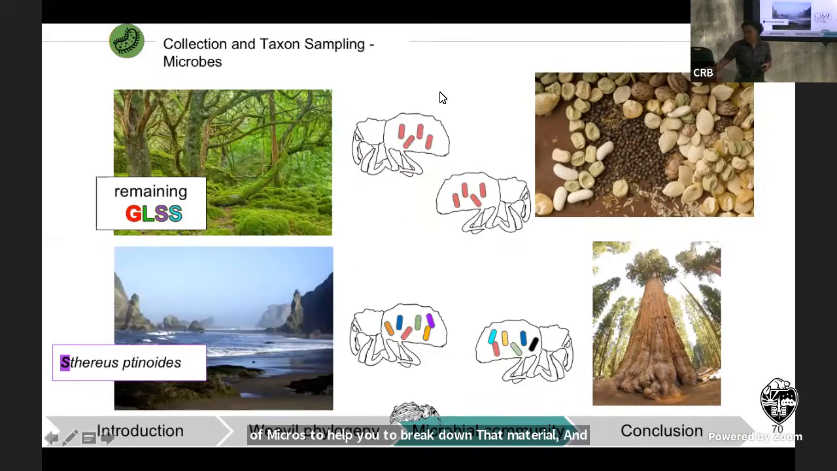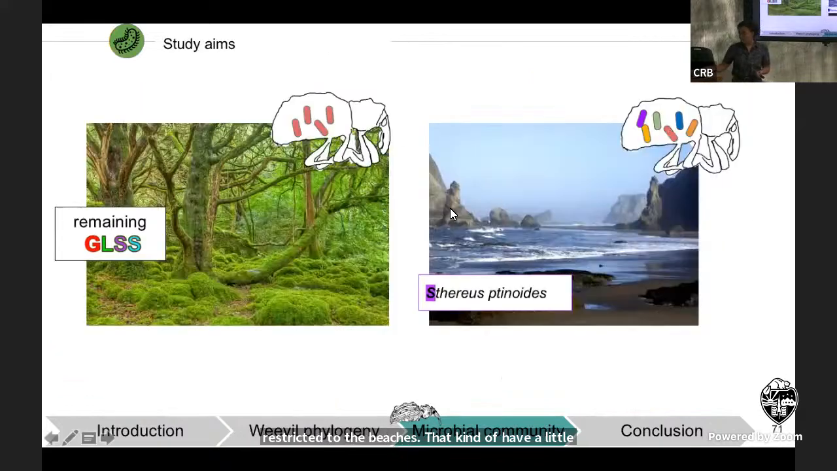And so when I was thinking about it for this project, I started thinking about it in terms of stereostenoides. There's evidence that the driftwood is going to be a nutrient poor resource. And so I'm kind of expecting that the stereostenoides, the beach restricted ones, are going to have a higher abundance and more diversity of microbial taxa, and that the remaining GLSS that aren't as restricted to the beaches, that kind of have a little bit more into the coastal rainforest, might have a more conserved microbial community. So I guess I should also point out that these little jelly beans here, I'm kind of implying that these are the bacteria, these are the microbes.